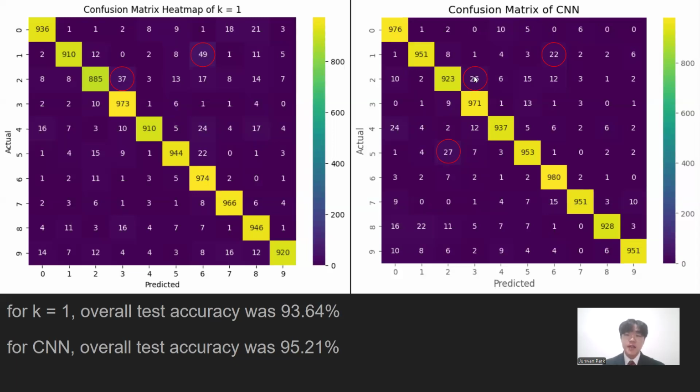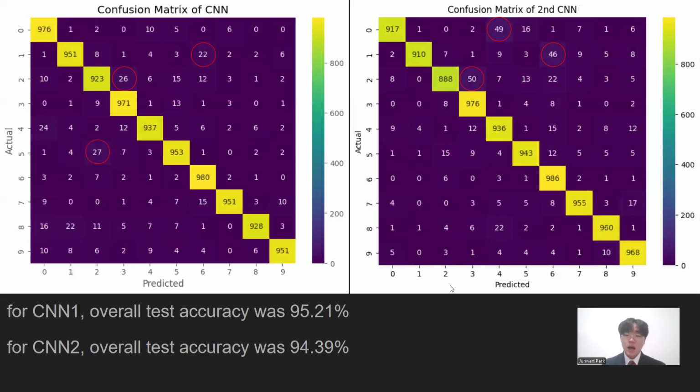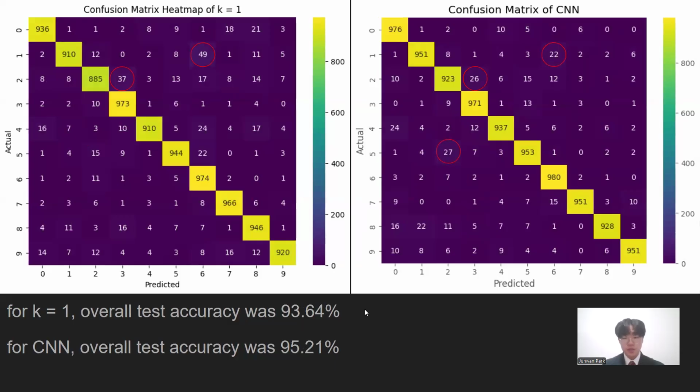Similarly, we can see that it still had a few issues similar to the KNN, along with a little bit more misclassifying of examples that had an actual class of 5 as a class of 2. I tried another instance of CNN with the same settings, which gave us a slightly lower accuracy score, but it's still higher than the KNN, which was 93.64%.